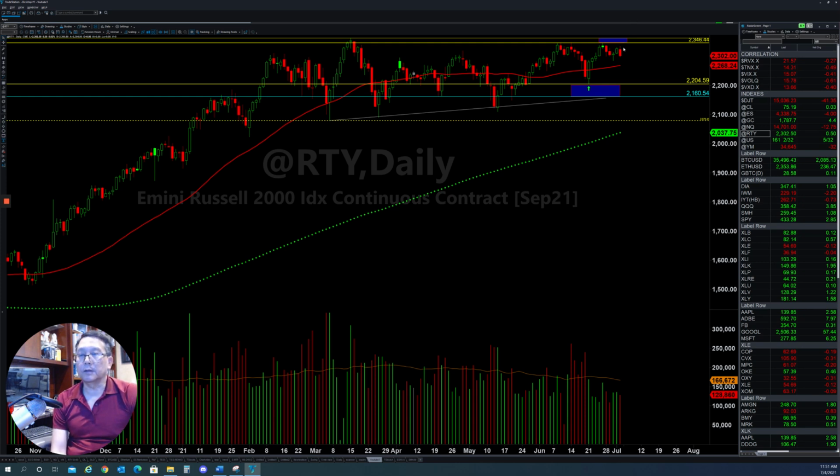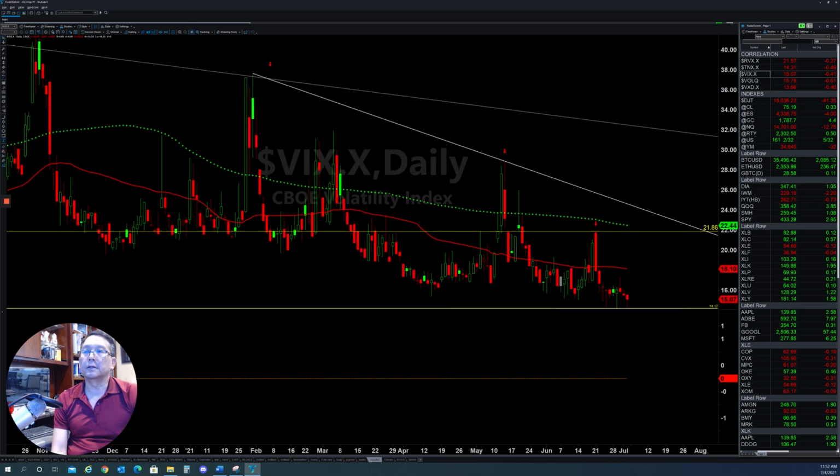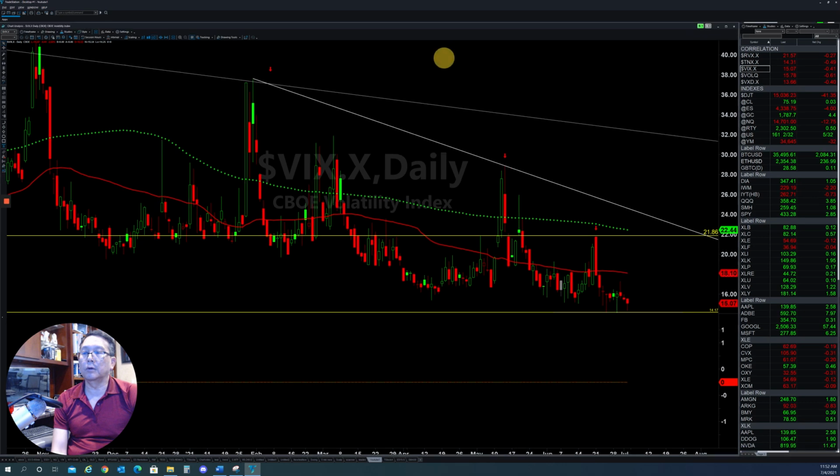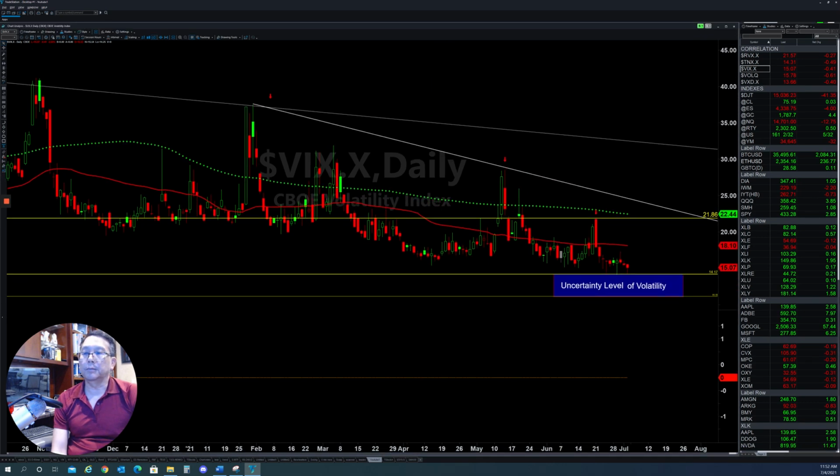So that's why we have to pay attention to this one also. And look at the volatility index at the all-time low, as you can see here, but they have been a strong support at this level here. So this is the level of uncertainty, the level of volatility here. So let's see. As long as the VIX still stays low, the market still has a chance to push to the upside.